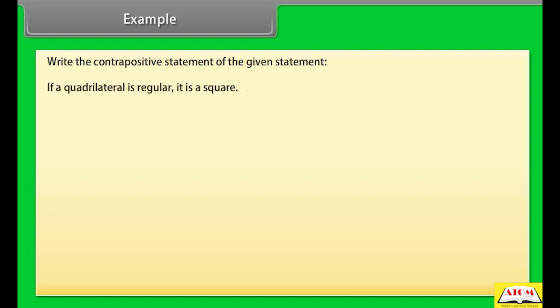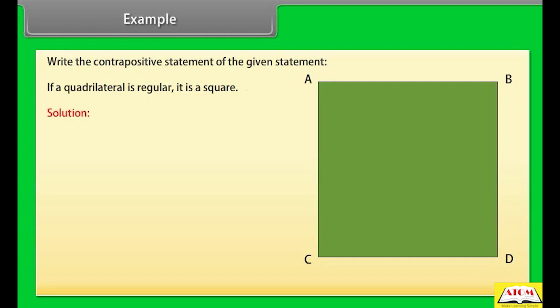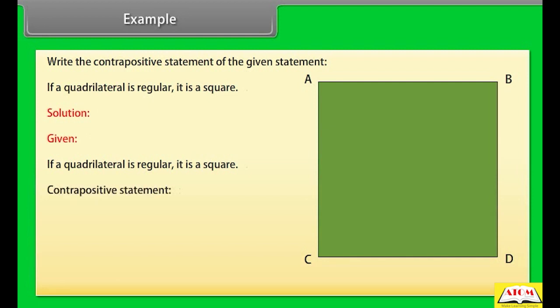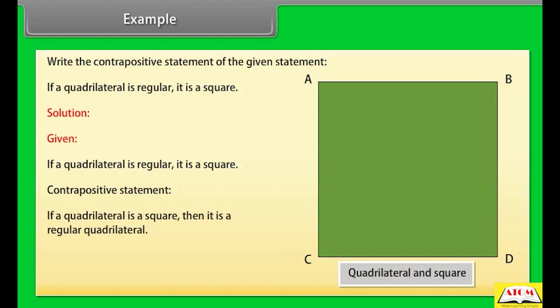Example. Write the contrapositive statement of the given statement. If a quadrilateral is regular, then it is a square. Solution. Given: If a quadrilateral is regular, it is a square. Contrapositive statement: If a quadrilateral is a square, then it is a regular quadrilateral.